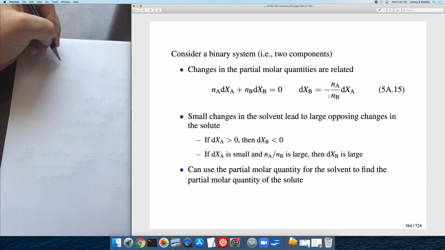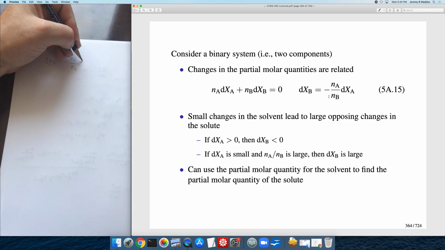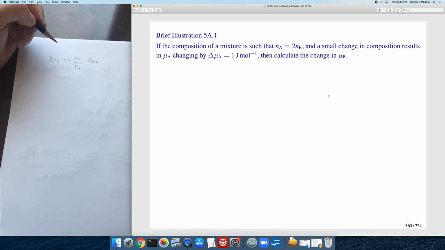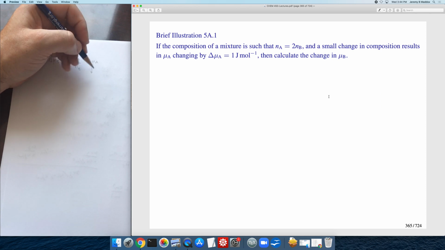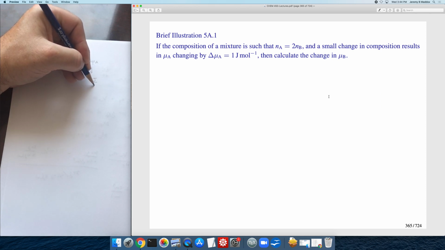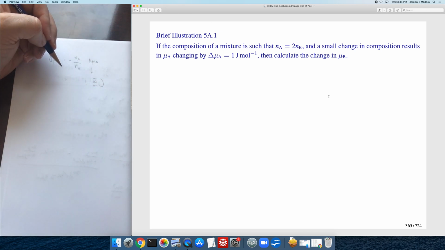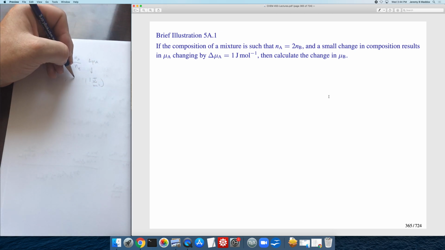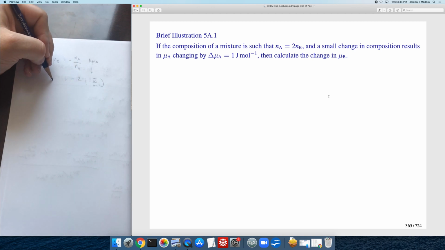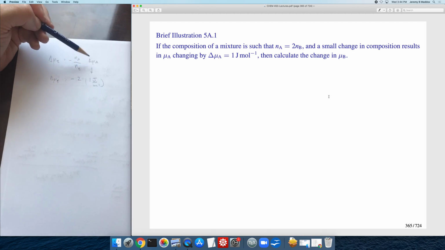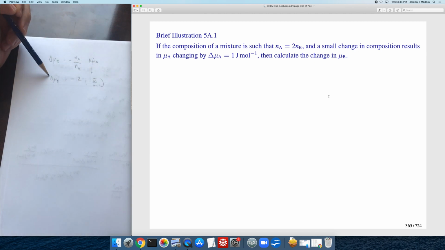The change in chemical potential of component B would be equal to minus the number of moles of component A over component B times the change in chemical potential of component A. And now the problem tells us that the change in chemical potential of component A is 1 joule per mole. And then the composition ratio, right? So this is going to be minus 2 times. So what we'd find is if the chemical potential of component A increases by 1 joule per mole, then the chemical potential of component B will decrease by 2 joules per mole.